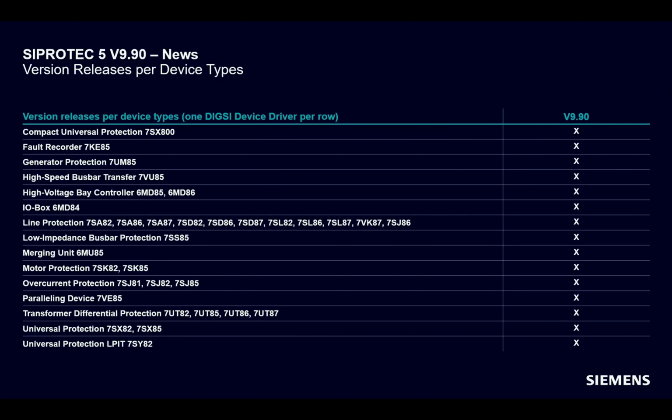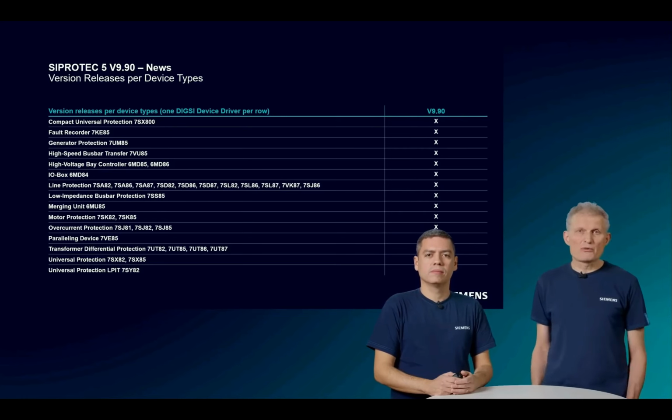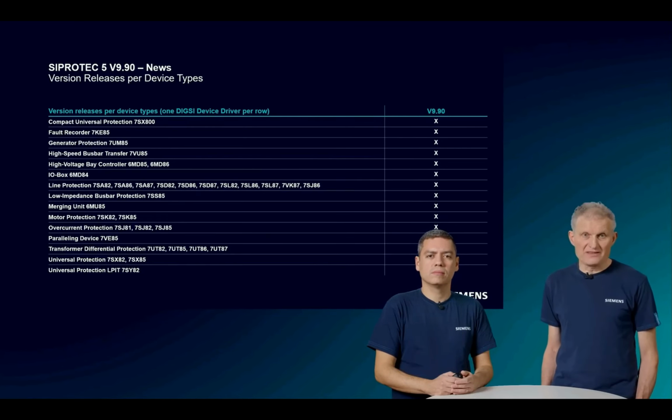the merging unit 6MU85, the motor protection 7SK85, non-modular and modular, our overcurrent protection devices 7SJ81, 82, 85, the paralleling device 7VE85, all transformer differential protection devices, modular and non-modular ones 7UT8, the universal protection devices 7SX82 and 7SX85, and finally our 7SY82, our low power instrument transformer universal device.